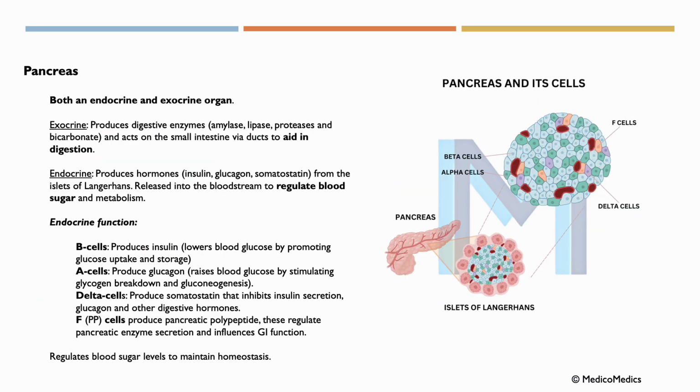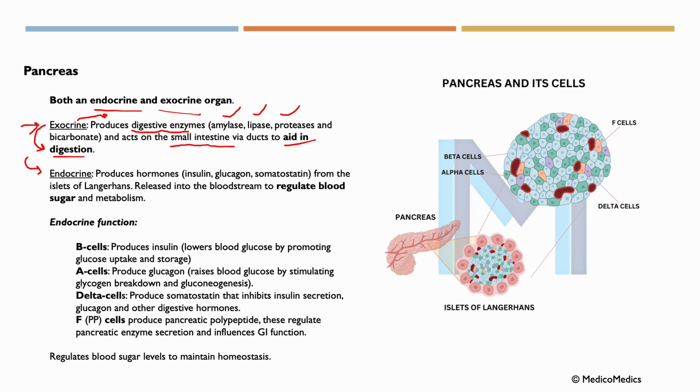Moving on then to the pancreas. The pancreas is both an endocrine and an exocrine organ. Its exocrine function is what? Well, it produces digestive enzymes. These are amylase, lipase, proteases, and even bicarbonate. And these act on the small intestine via different ducts to aid in digestion. So you can remember exocrine, digestion.